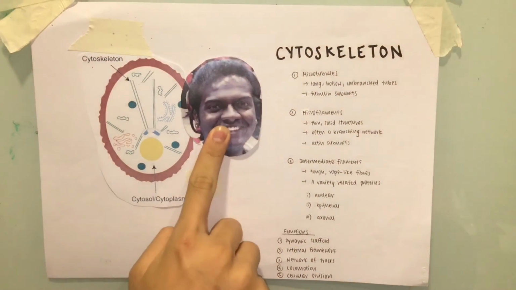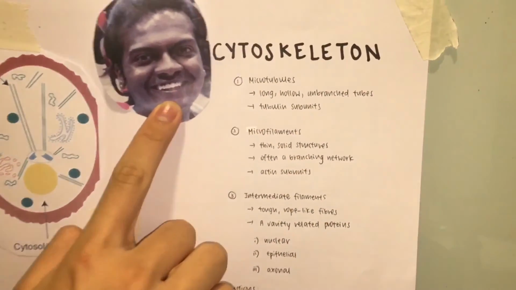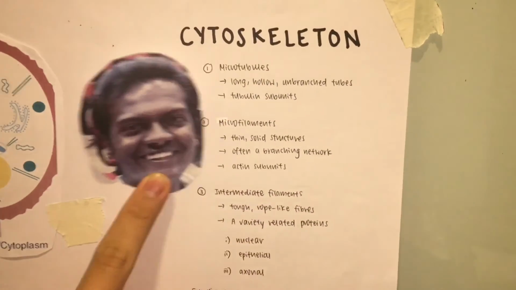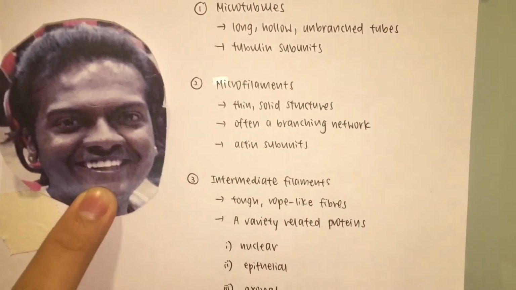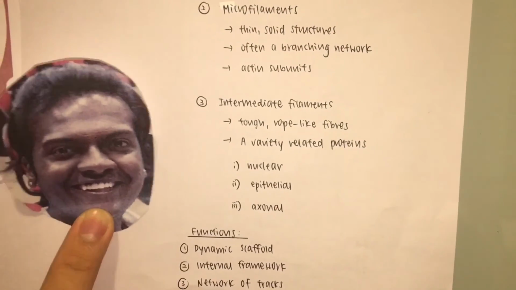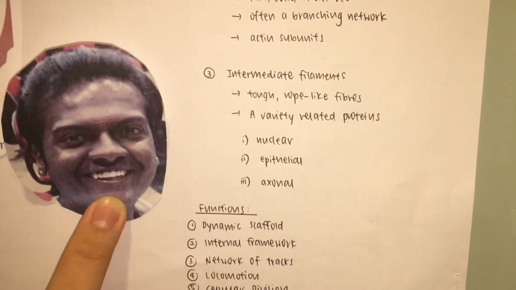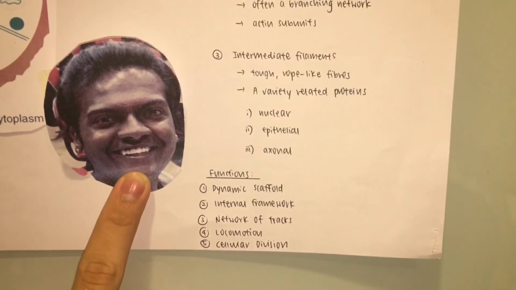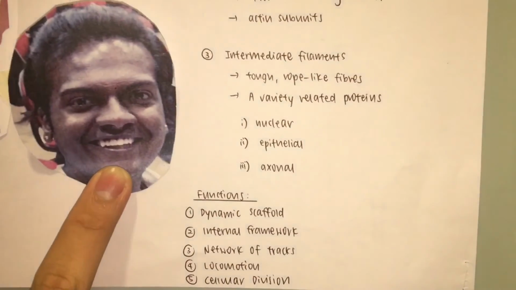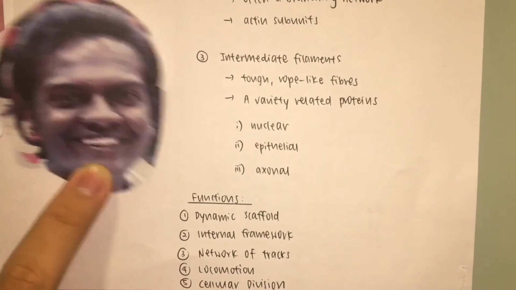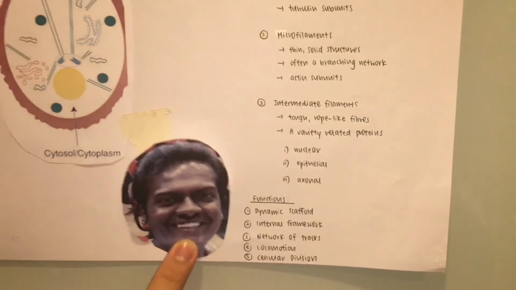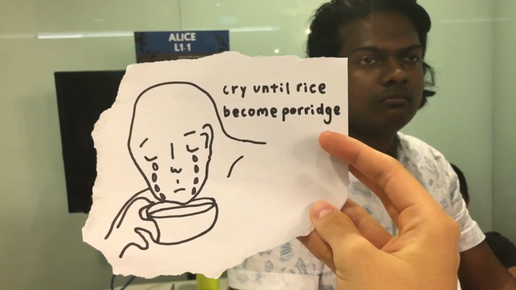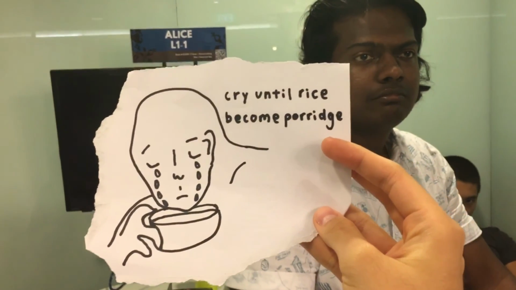The functions of the cytoskeleton include dynamic scaffold, which serves as a structural support, internal framework, which allows for spatial organization and positioning and attachment of organelles within the cell, network of tracks, which allows for direct movement of materials and organelles within the cell, locomotion, which brings about force generating apparatus and allows cells to move or migrate, and lastly cellular division, which allow partitioning of organelles and materials. And thus, this is what we have to memorize.